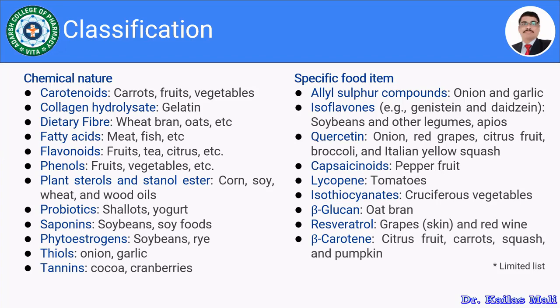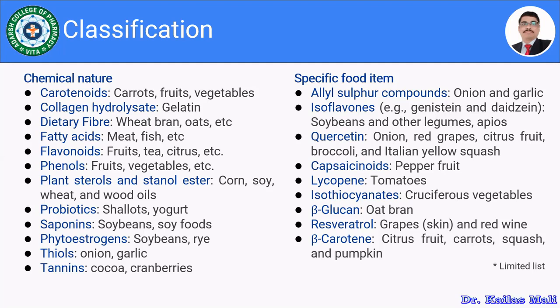Then fatty acids, meat, fish, and so on. Flavonoids, for example, fruits, tea, citrus, etc. Then phenols, for example, fruits and vegetables. Plant sterols and stanol esters, for example, corn, soya, wheat, and wood oils. Then probiotics, for example, shallots and yogurt. Then saponins, for example, soybean and soya food. Then phytoestrogens, for example, soybeans and rye. Thiols, for example, onion and garlic. Tannins, for example, cocoa and cranberries. So in this way, according to their chemical nature, the nutraceuticals are going to be classified.